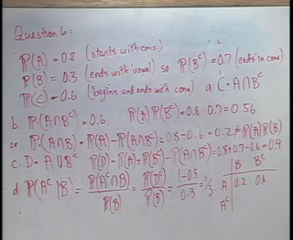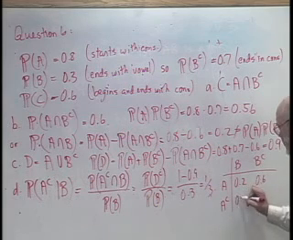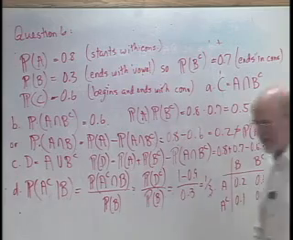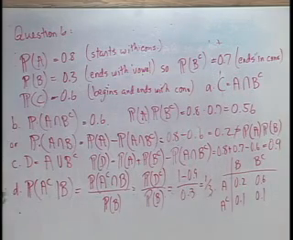The probability of A complement intersect B is 0.1, and therefore the probability of A complement intersect B complement must also be 0.1. So that's a way of checking everything. Questions about this?